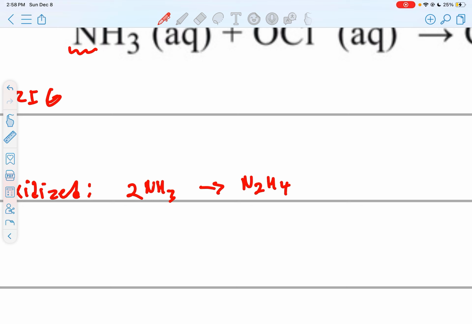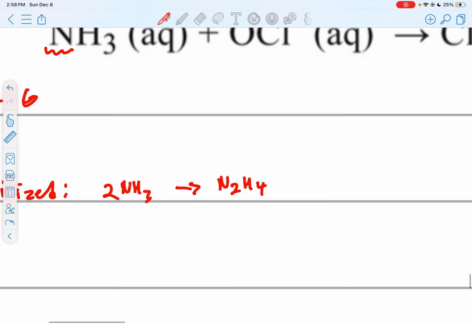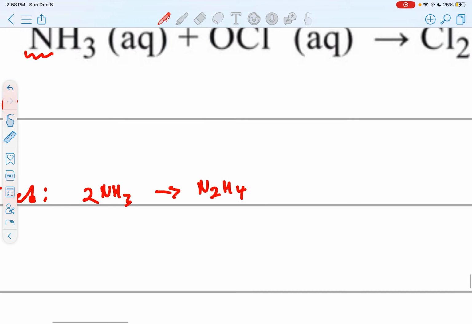Next, we want to look at how we're going to balance the hydrogens. We have 6 hydrogens on the left and 4 hydrogens on the right. So we want to add 2 hydronium ions to give us 6 hydrogens on the right and 6 hydrogens on the left.